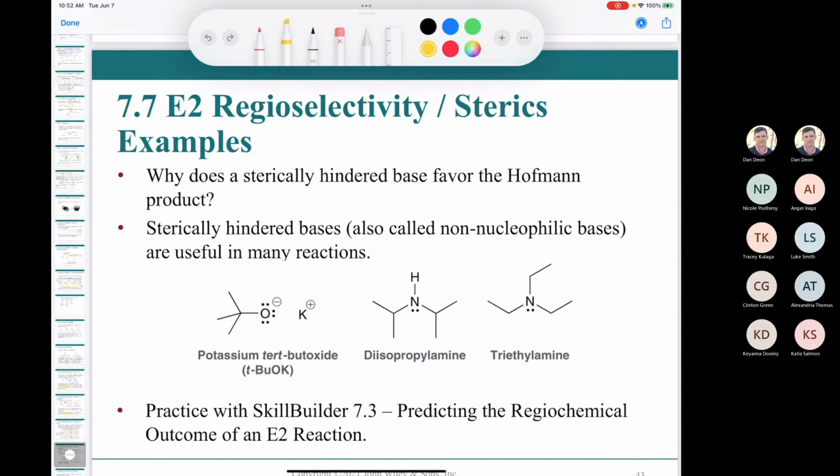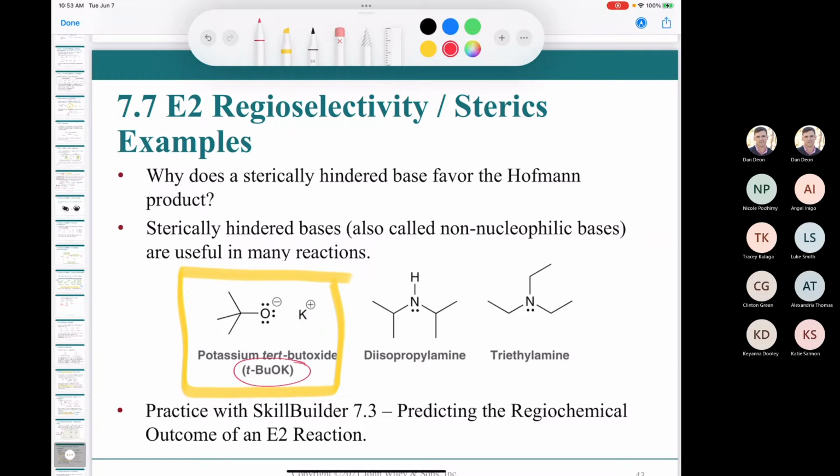Why does that big bulky base like tert-butoxide, which usually has potassium as its counterion, potassium tert-butoxide, favor Hofmann products? Because a sterically hindered base is going to pick off that low-hanging fruit, that proton that's dangling out there in space, so to speak. These are some other hindered bases besides potassium tert-butoxide. We can use diisopropylethylamine or triethylamine. This is the hindered base that my students like the most. My students like to use this about 99.999% of the time. So every 10,000 questions, I might get somebody bringing up one of these. But they generally like this.